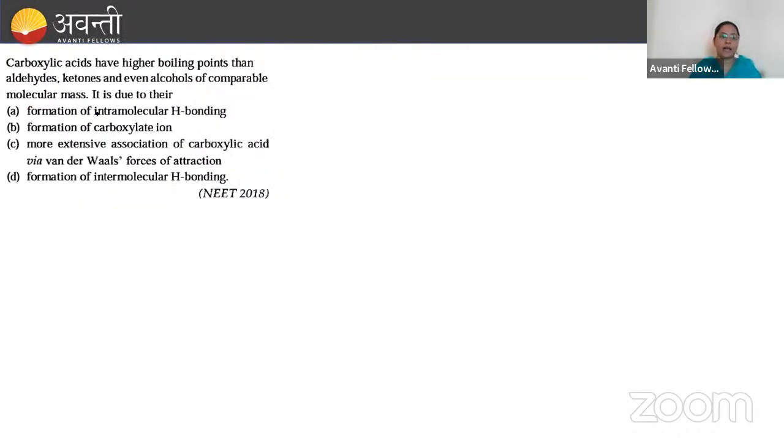Now, next problem. Carboxylic acids have higher boiling points than aldehydes and ketones and even alcohols of comparable molecular masses. It is due to their: formation of intermolecular hydrogen bonding, formation of carboxylate ion, more extensive association of carboxylic acid via van der Waals forces of attraction, and formation of intermolecular hydrogen bonding. So what will be the correct answer here? Carboxylic acids have higher boiling points compared to their respective aldehydes as well as ketones. Do you have any idea why this is happening?